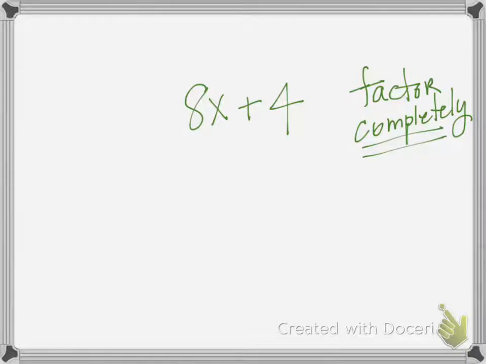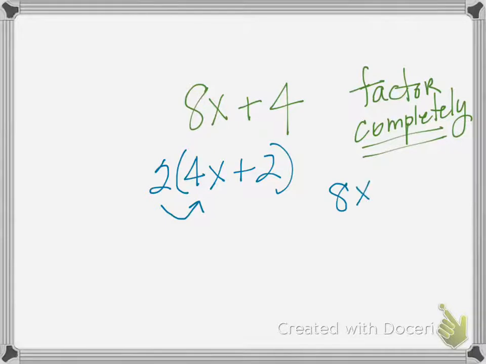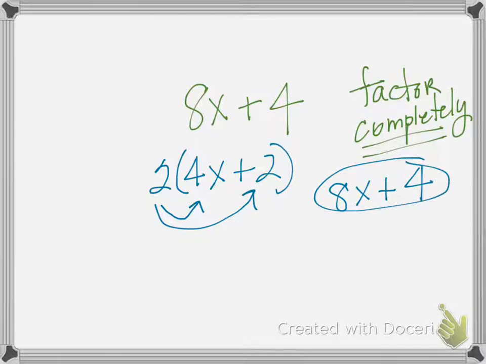Okay, so I would love to see what you came up with. I'm going to put a couple of possibilities down here, and I want to see what you think. How about something like this? Does that work? If I use distributive, 2 times 4x equals 8x, plus 2 times 2 equals 4. So it is indeed equivalent. This is an equivalent expression to our original expression.